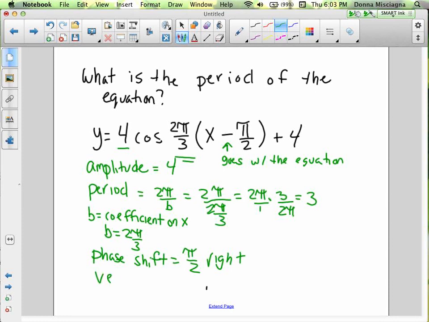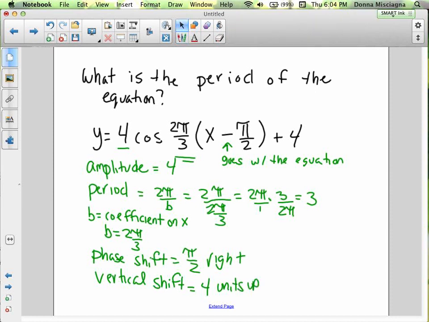And then the vertical shift is what's added or subtracted to the whole function. The sign is what you see. So here we have plus 4, so that's 4. I should actually just put 4 units up, I suppose. Or you can put 4 up or 4 units up. Sounds better to say 4 units up. And there we go. So the answer to the question was 3. We found the period by taking 2 pi and dividing by b.